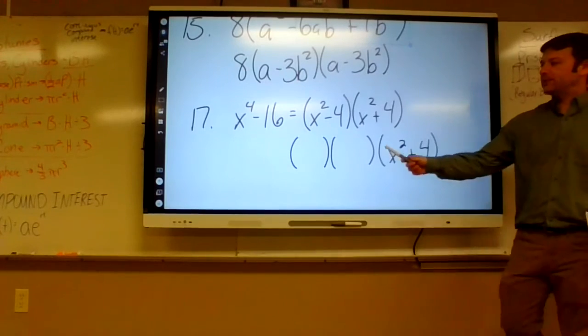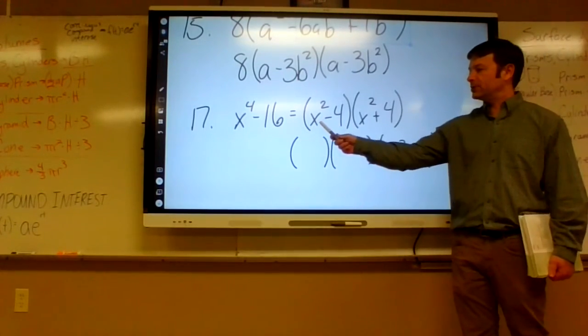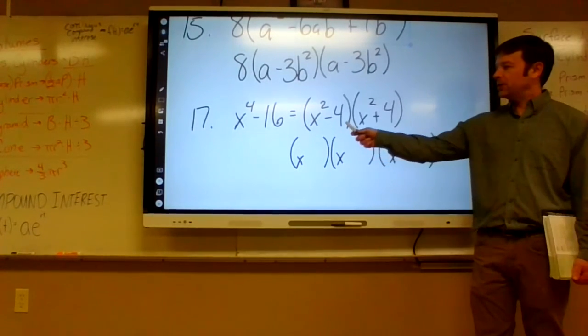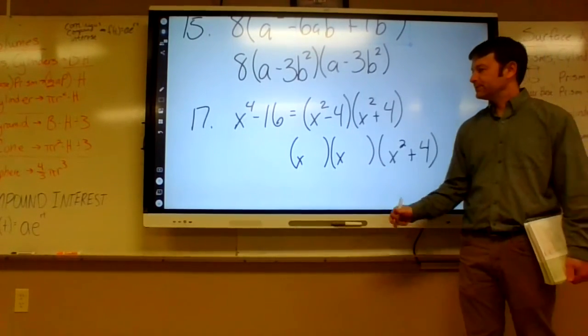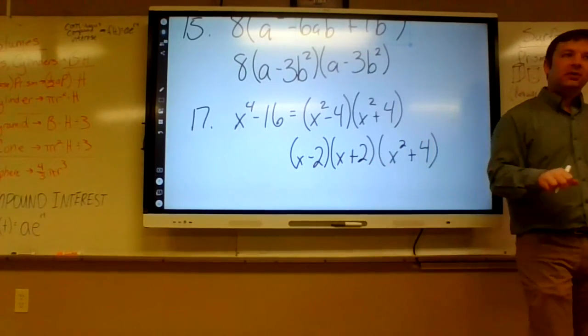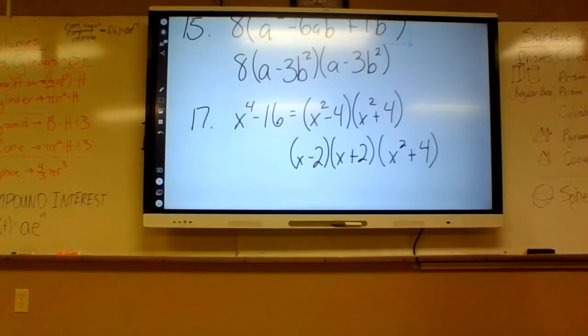Okay, so for this first parentheses, I'm going to break it down right here. What goes into x squared? x and x. What goes into negative 4? Okay, that one was harder than the ones on the worksheet, right? Because we didn't have to do that in the worksheet. Number 18 is very similar to that one.